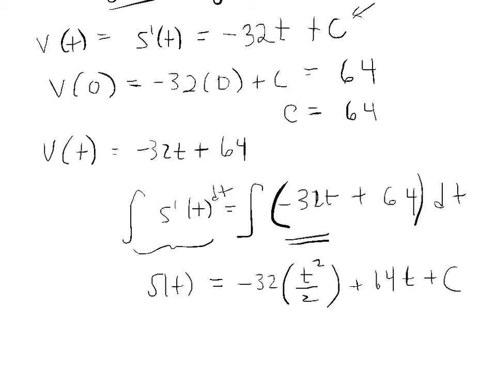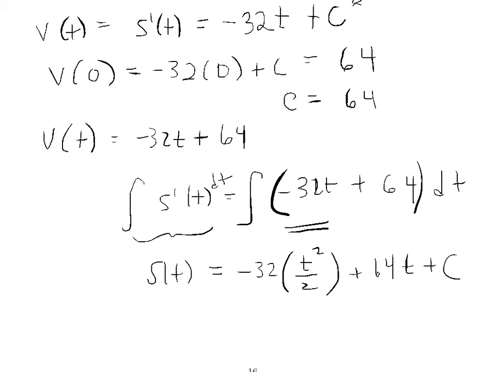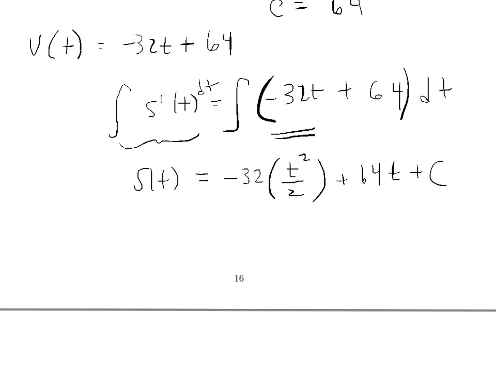Okay, so this is where the 1/2 of acceleration comes in. It's in this integral process. You end up with a 1/2 of 32, which is 16, which is what's familiar to you. Okay, so s of t is negative 16t squared plus 64t plus c.